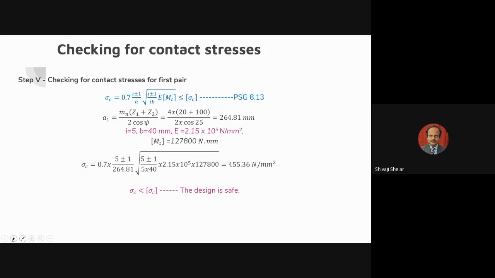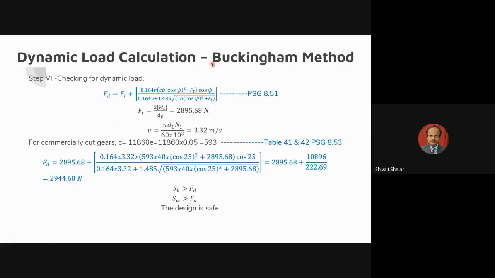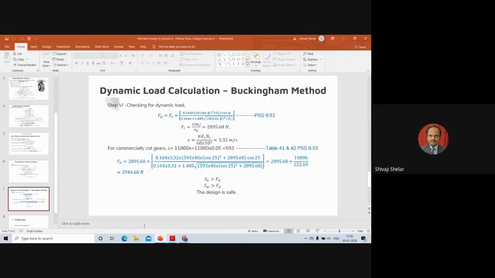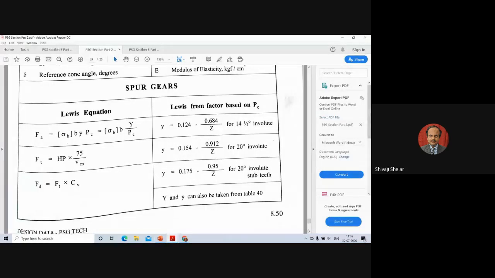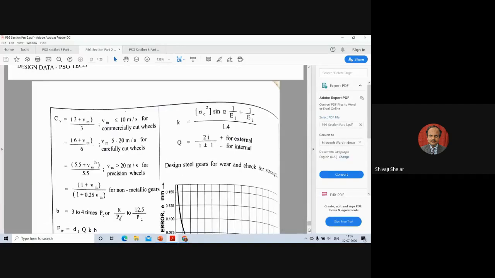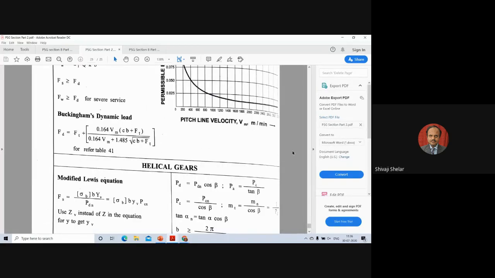So we are checking the dynamic load calculation by using the Buckingham method. For checking this, we have this formula, and it is available from PSG 8.51. Now this formula is different from the one we have used for spur gear. You can see the changes in the equation here. I'm going to show that formula where it has come. You can refer to table 8.52, I think on the last page number here. Yes, this is the formula.